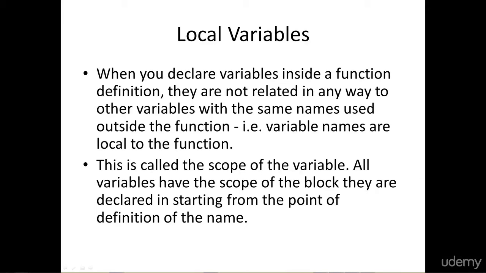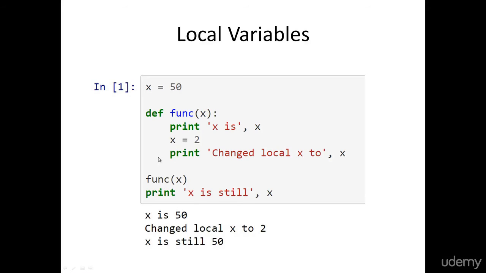All variables have the scope of the block they are declared in, starting from the point of definition of the name. So we kind of just went over this, but let's go ahead and break it down a little further. Here's one more example. I've assigned x is equal to 50. This is a global variable. It's global in scope. Then I have a function, func, which takes in x. It prints x is x, resets x equal to 2, prints changed local x to x. Then we're going to call that function and print x is still.